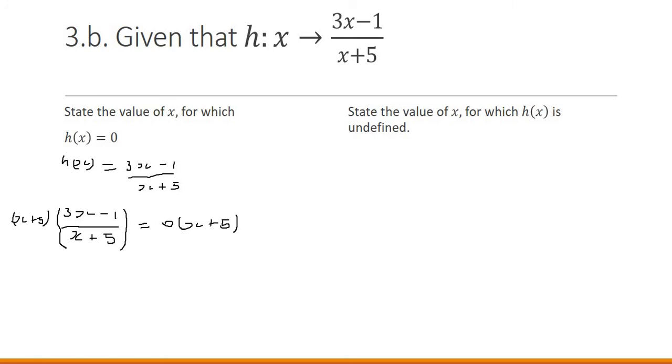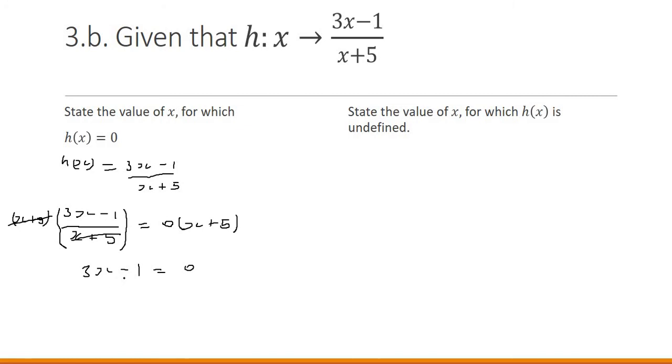So here, x plus 5 will cancel out x plus 5. So what we're left back with on the left is 3x minus 1, right? And on the right, 0 times anything gives 0. So we still have 0 here. So now we can solve this.